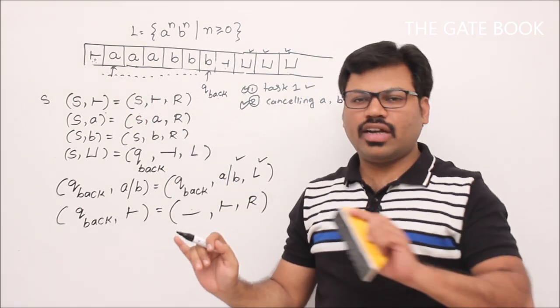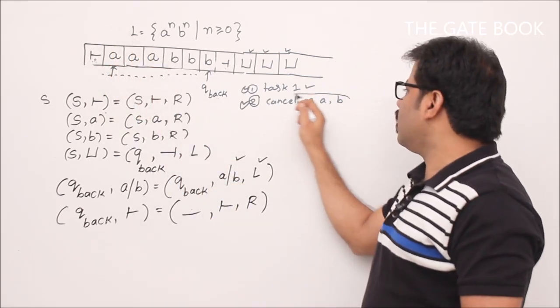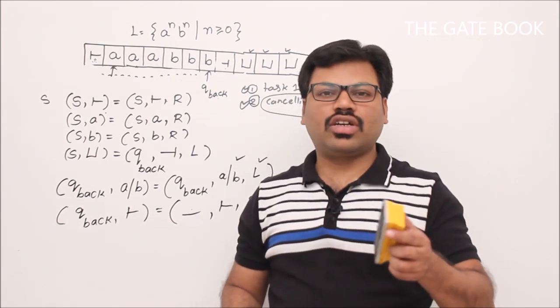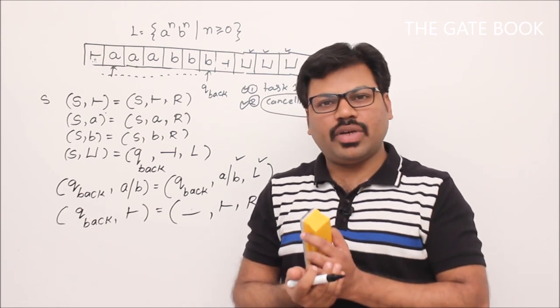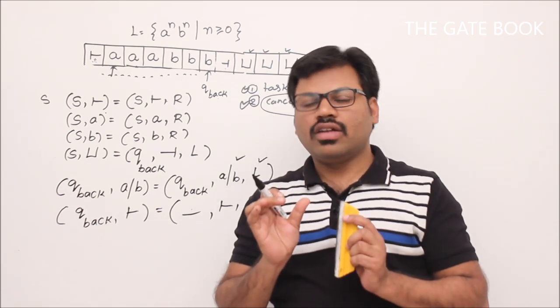It's done. You already reached the left end, correct? Then after that, you want to do the second task. What is that? Cancelling A's and B's. Let's begin cancelling A's and B's. For that, you go to a mode called cancelling A's and B's. How to do cancelling A's and B's? First, try to search for A. If you get it, search for B.